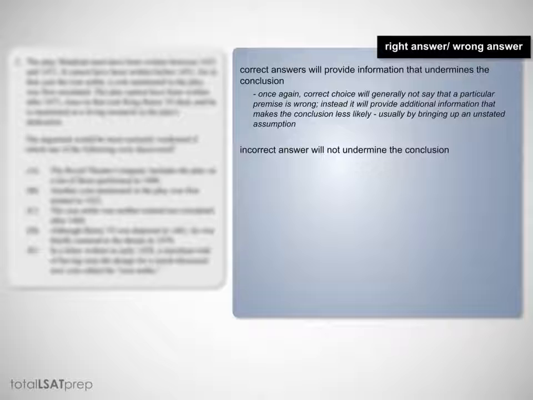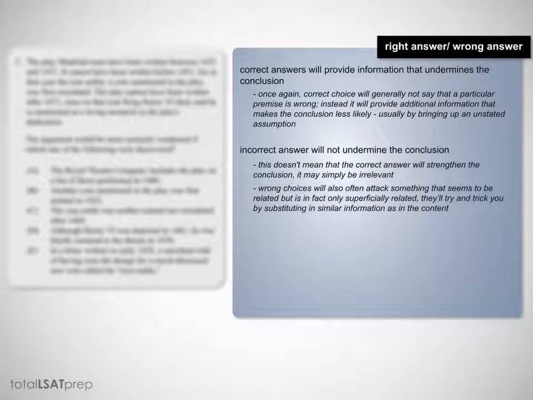Now, this is important. This doesn't mean that the incorrect answer will strengthen the conclusion. It may simply be irrelevant. And the wrong choices will also often attack something that seems to be related, but is in fact only superficially related. So they'll try and trick you by substituting in similar information as in the content.